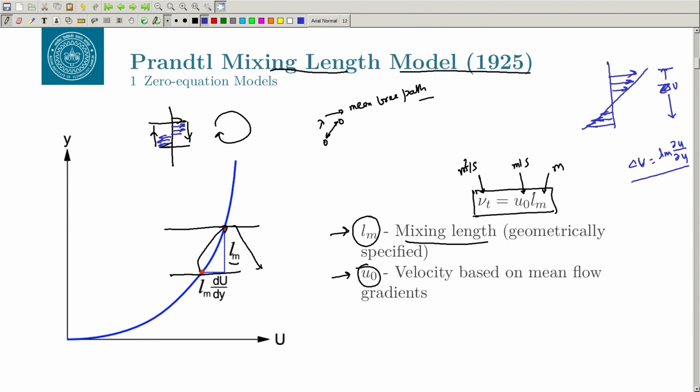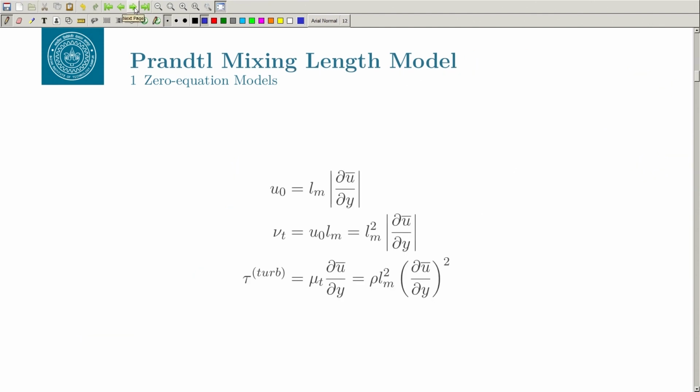So, this length scale, this velocity scale can be used for the prescription of the velocity. Now we have the Lm and u0 also. Using these two, a better way to prescribe it is to put del u by del y as an absolute value, instead of just taking del u bar by del y. The reason is, as we have been discussing, the eddy viscosity mu t has to be positive, right.